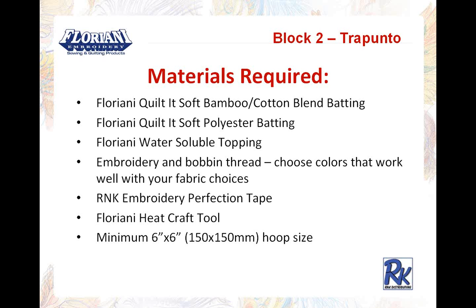You want a piece of some Floriani water-soluble topping. You're going to choose embroidery and bobbin thread. You want to choose colors that work well with your fabric choices. You're going to need some R&K embroidery perfection tape. You're going to need the Floriani Heatcraft tool. And for this project, you're going to need a minimum 6-inch by 6-inch or 150 by 150 millimeter hoop size.